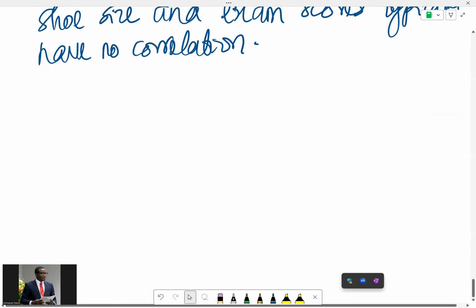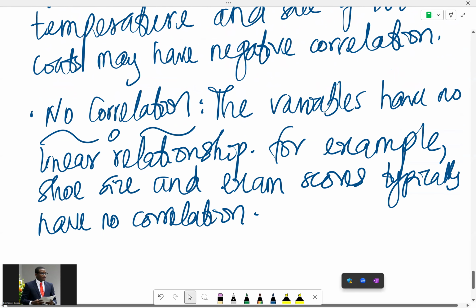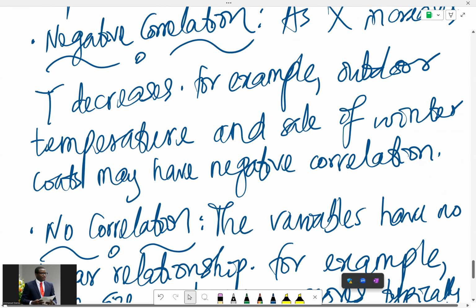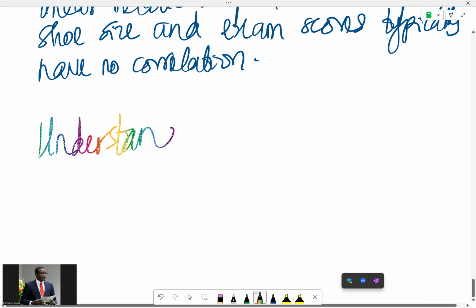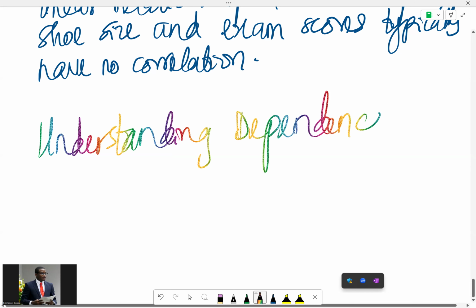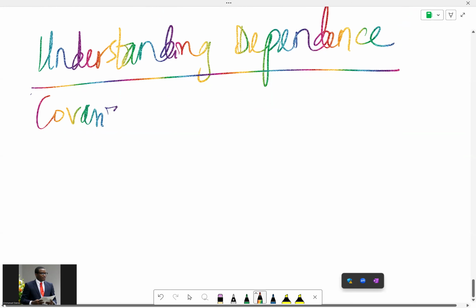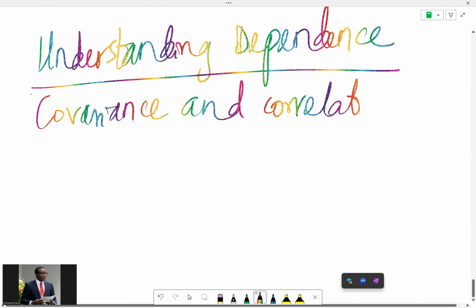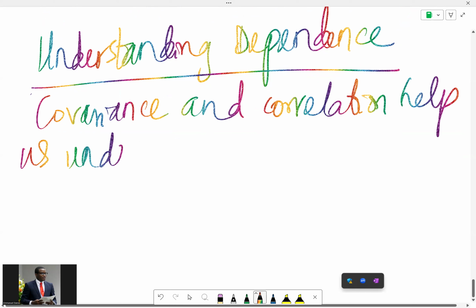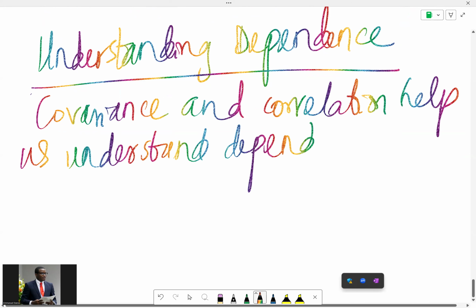So let's talk about the idea of dependence. Can we try to understand dependence? Because here we are talking about two random variables that have connections with themselves. Okay, so covariance and correlation help us understand dependence between two variables.